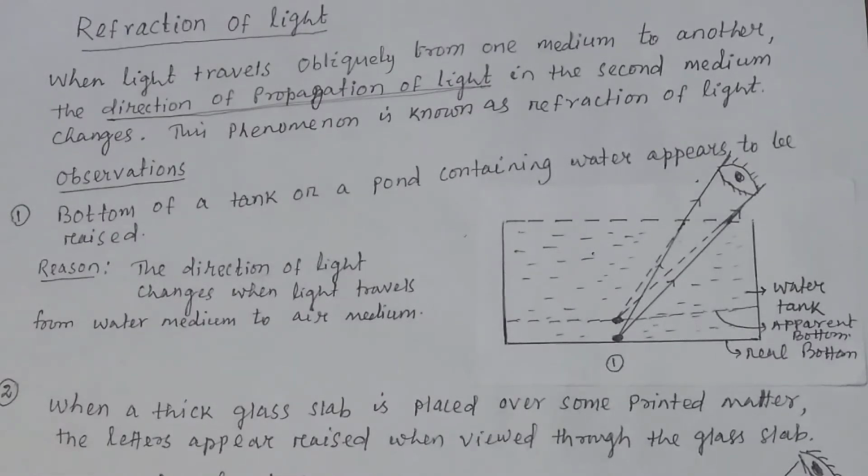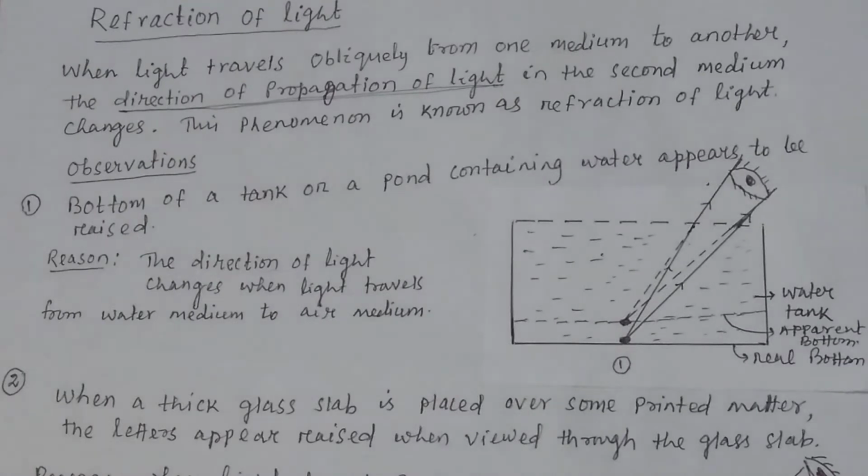Remember, when light travels obliquely, light is not traveling normally. If light travels normally, no refraction will take place. So for refraction to occur, the incident light must fall on the surface obliquely with the normal.